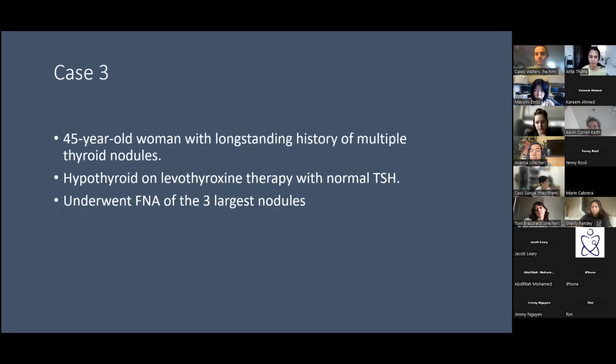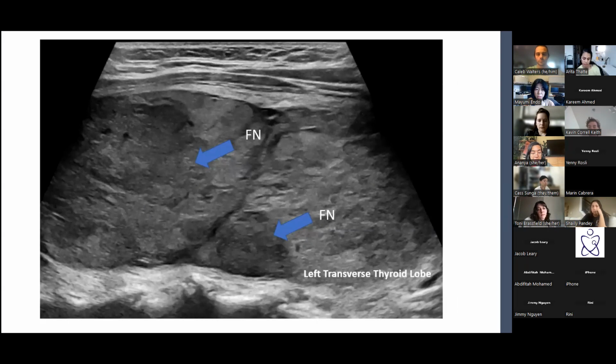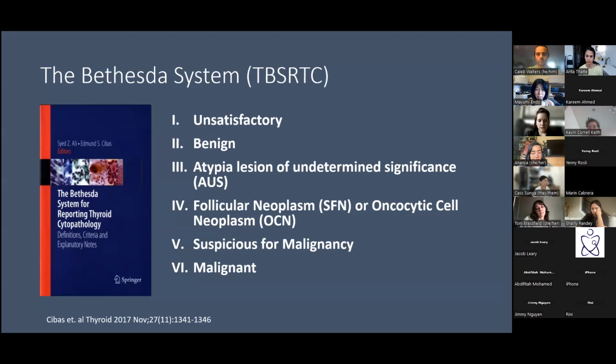All right, case 3, another lady with a thyroid nodule. And she had a bunch of thyroid nodules, so we did the biopsy of 3 nodules. This one came back with something called atypia of undetermined significance. These came back with follicular neoplasm. What am I talking about? I am talking about this.